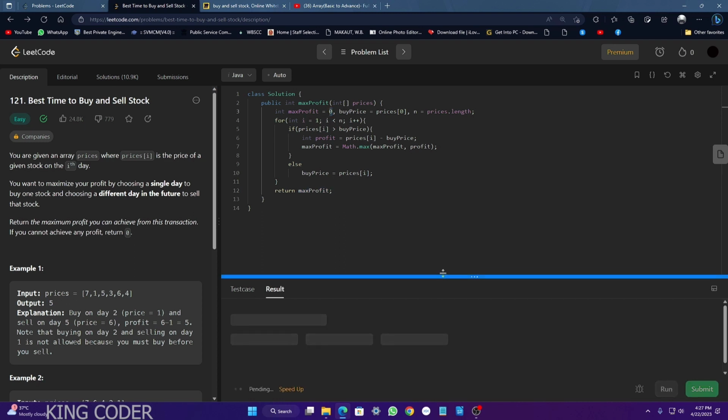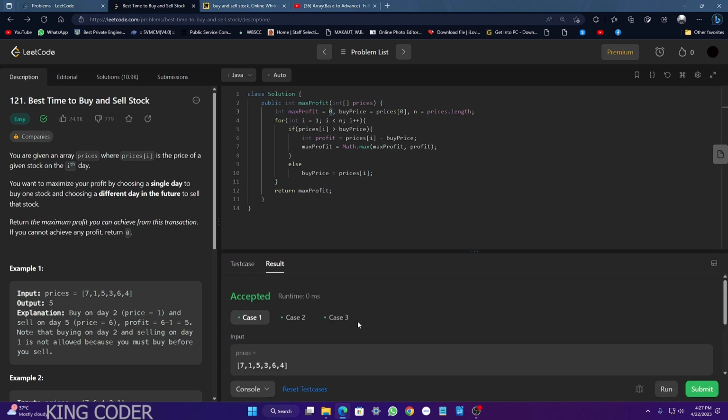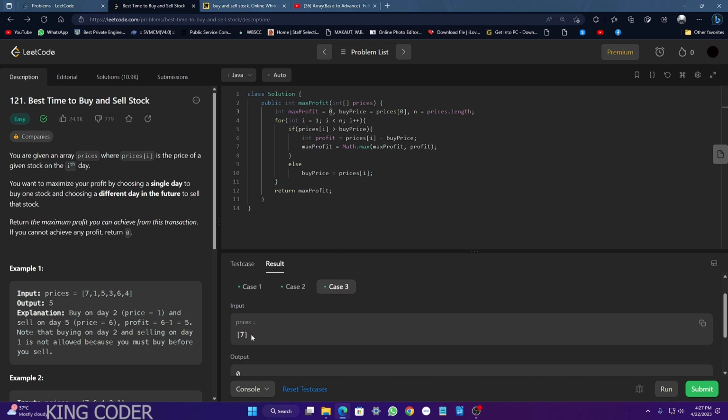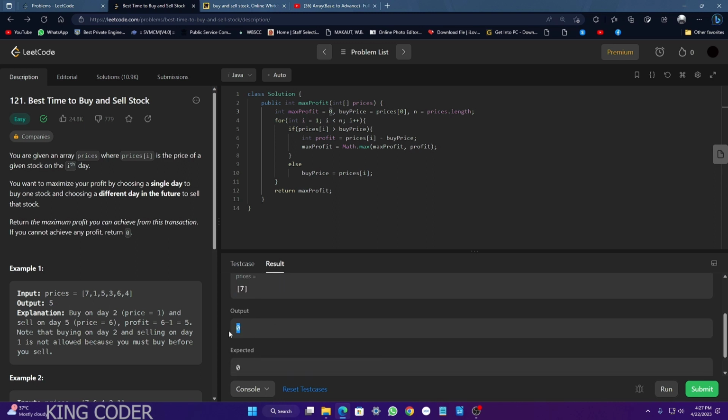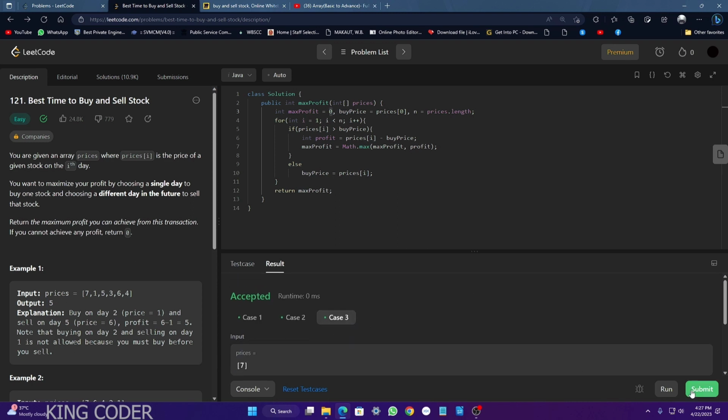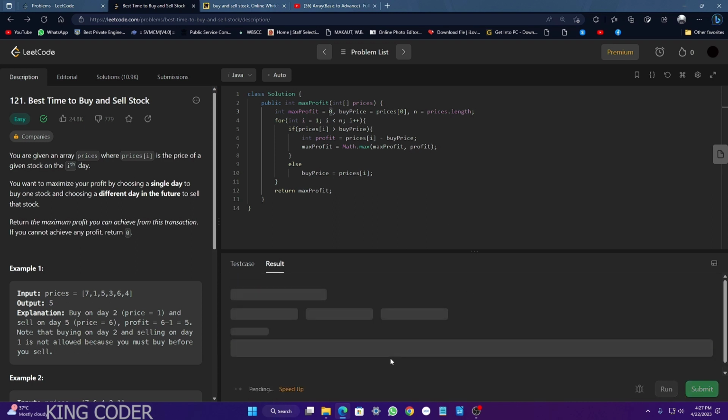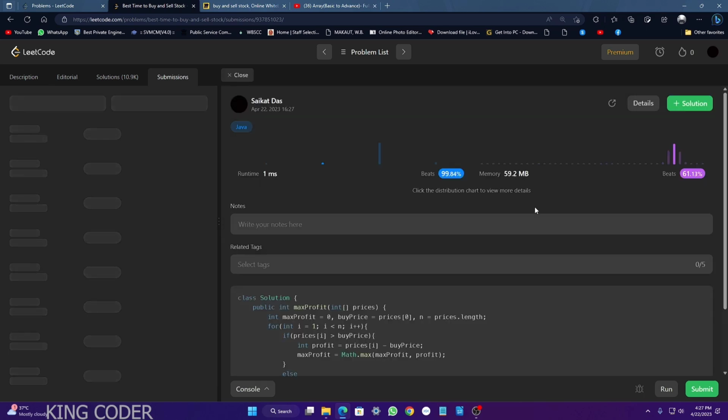So let's run this, and as you can see every test case is accepted. For only 1 day, the profit is 0 because I didn't get any profit. So now let's submit this code. This is the optimal approach.